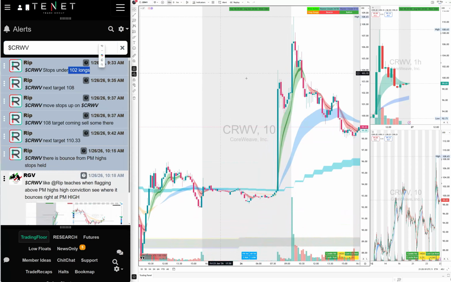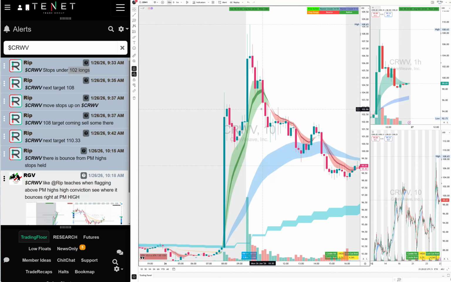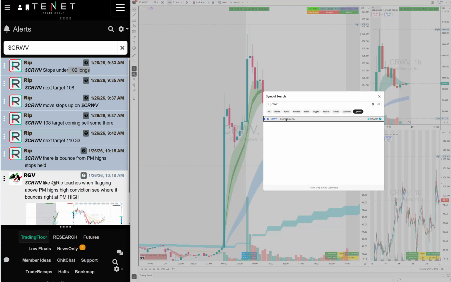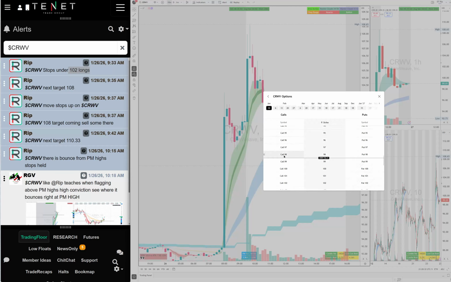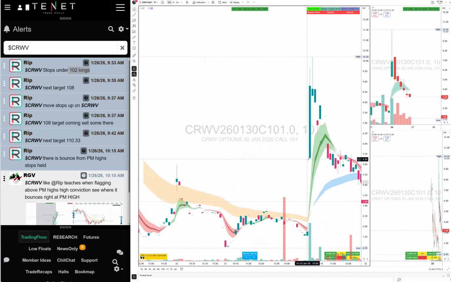So I told the traders to long it using the stops at 102. CRWV ran from that 103 long all the way to 108.65. Right, so let's see how the options ran there on CRWV today. Let's take a look at the 101 calls. They ran from $5 to $10, 100% there.